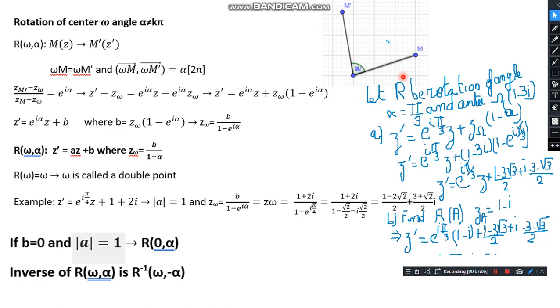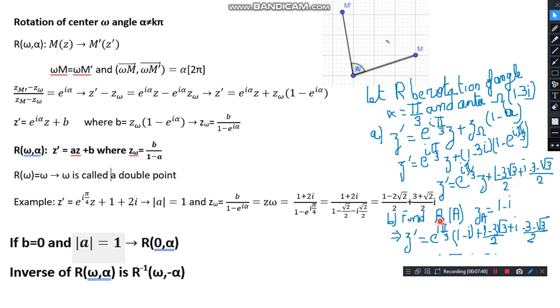Let us take this example. Let R be the rotation of angle pi over 3 and center omega 1 minus 3i. So I will write Z prime equals e^(i pi over 3) Z plus B, and since I gave you the center, B is nothing else than omega into 1 minus e^(i alpha). Here I gave you the center, 1 minus 3i, and A is e^(i pi over 3). You replace it here, and if you do these two products on the calculator directly, you are going to get this result.